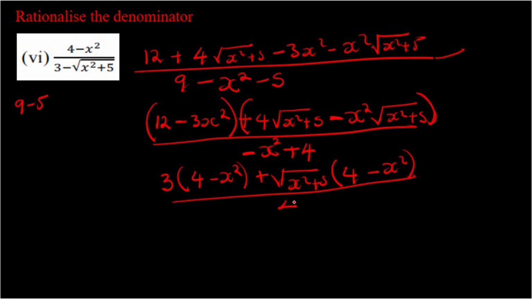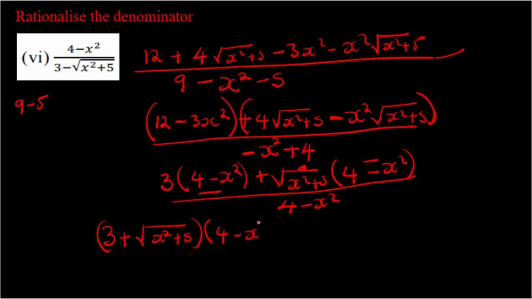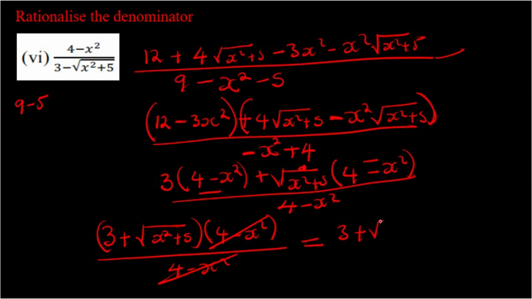So if you look, this is just the same as 4 minus x squared. It's just the same, there's no difference. So these ones are the same. So we get this part and this: 3 plus root of x squared plus 5, then 4 minus x squared over 4 minus x squared. So this part and this part will divide. What will be your answer? Your answer is 3 plus root of x squared plus 5. That's your answer. Simple and straightforward, just like that.